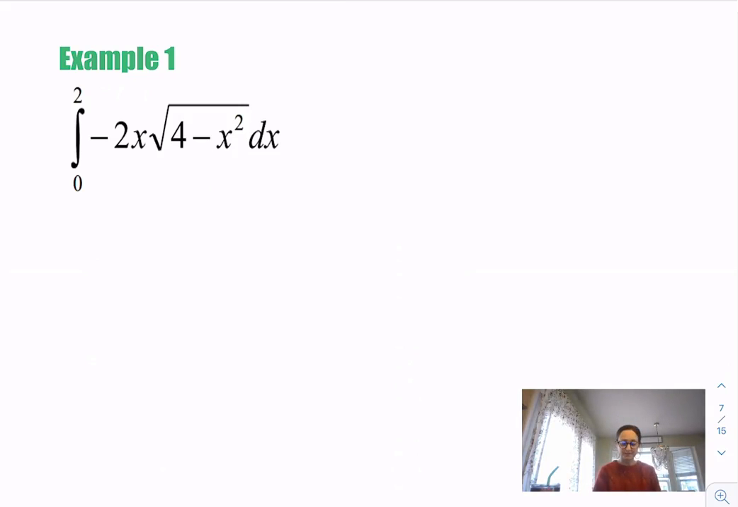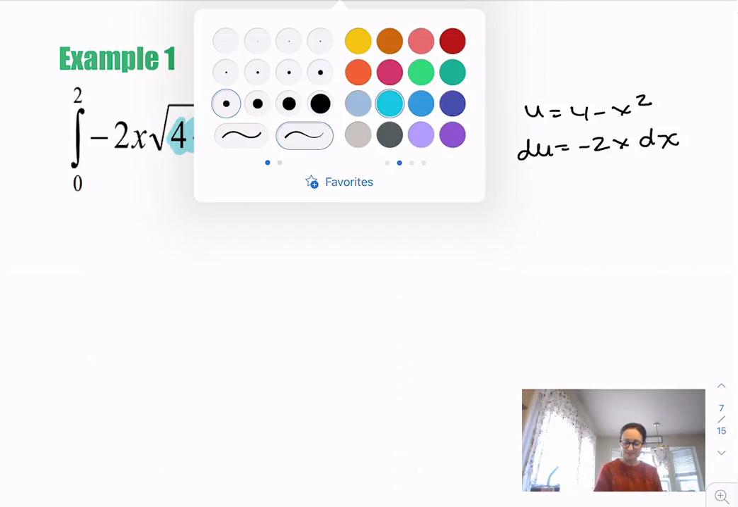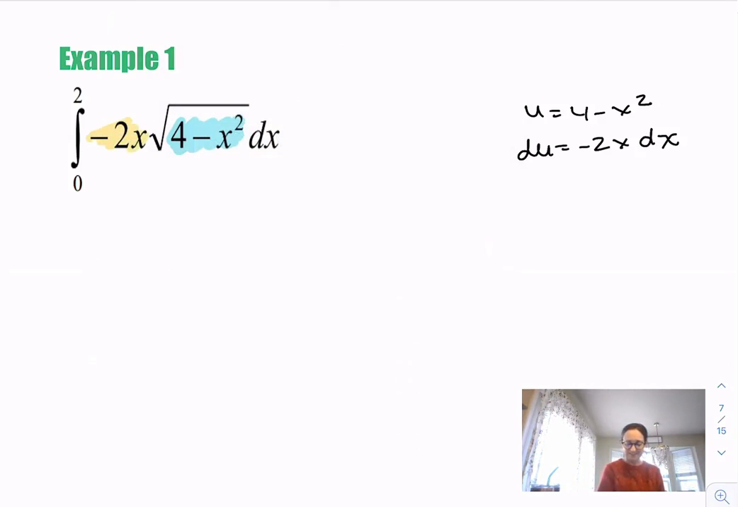All right, so notice that I have an inside function. I've got this 4 minus x squared inside a square root. Is that function linear? It is not, so I can't do an anti-chain rule in my head. So I'm going to try a u-substitution here. Let u be that inside function, 4 minus x squared. Then du, if I take the derivative, is negative 2x dx. Bring the dx over, and that's good news for us, because that appears right here.